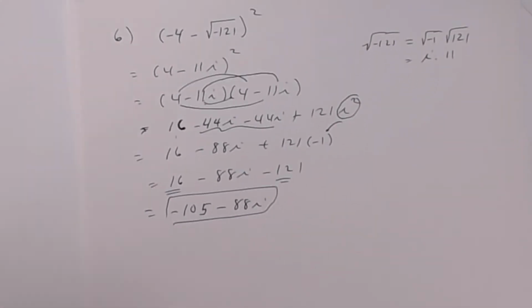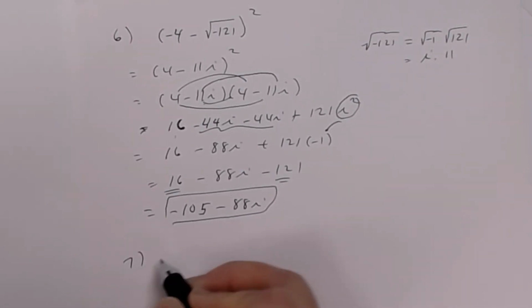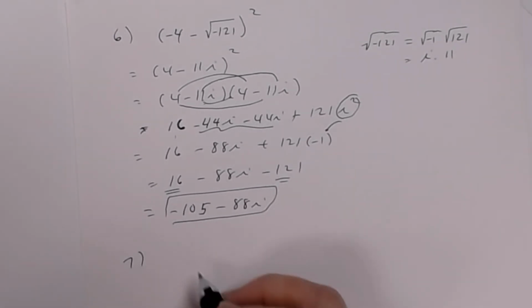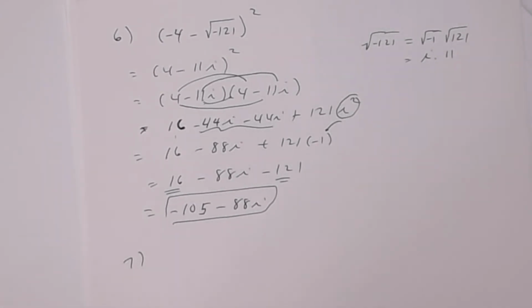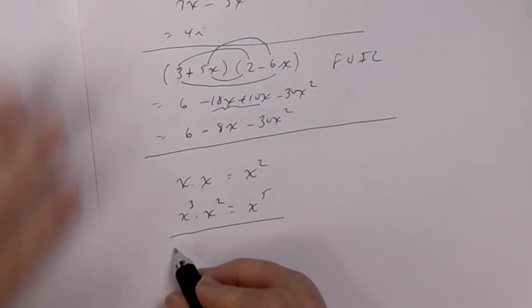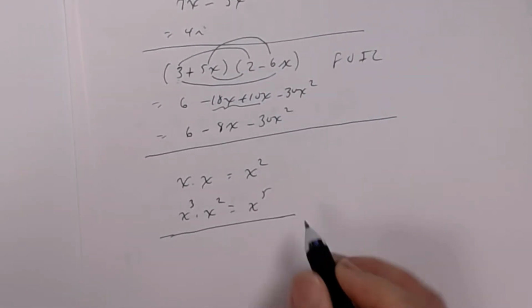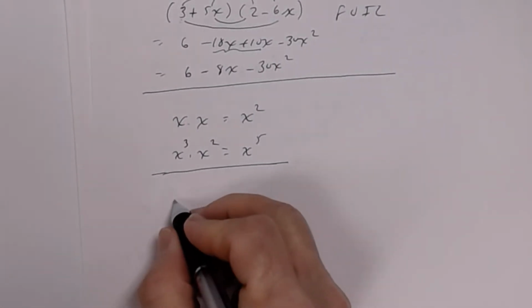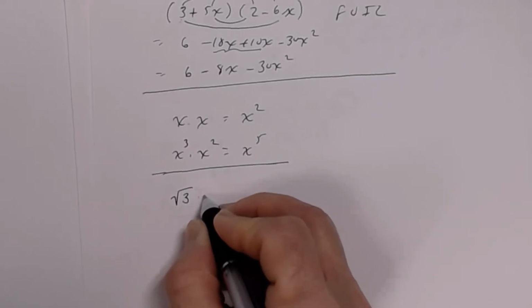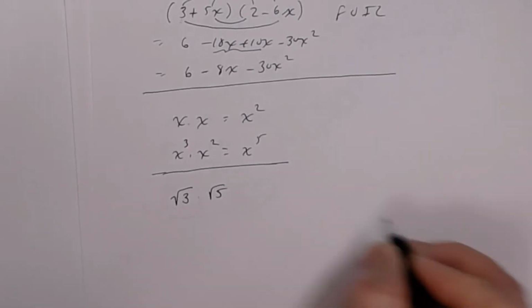Okay, now let's look at number 7. So number 7, we have something like this. Just before we go on, let's remind ourselves about this. So this will be another reminder. So I want to remind you, remember in the past, in a previous course, when you multiplied square roots. And so let's say you had the square root of 3 times the square root of, let's say, 5.